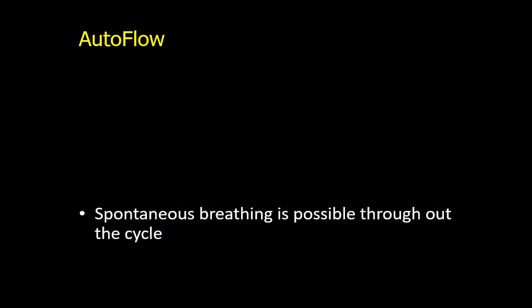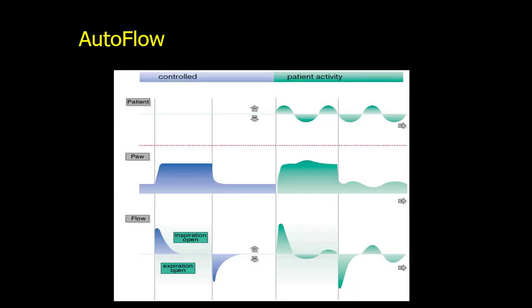But what is the difference? In PRVC, spontaneous breathing is not allowed when the breath is going on. The patient can take a breath when one breath is ending, then the patient can trigger. But here the spontaneous breathing is allowed throughout the cycle. So as you can see, this is one breath. The patient wants to take a breath here, and is allowed to take some spontaneous breath here as well and here as well. So this is the basic difference from PRVC. What they have done is combine the bilevel with the PRVC, something like that.